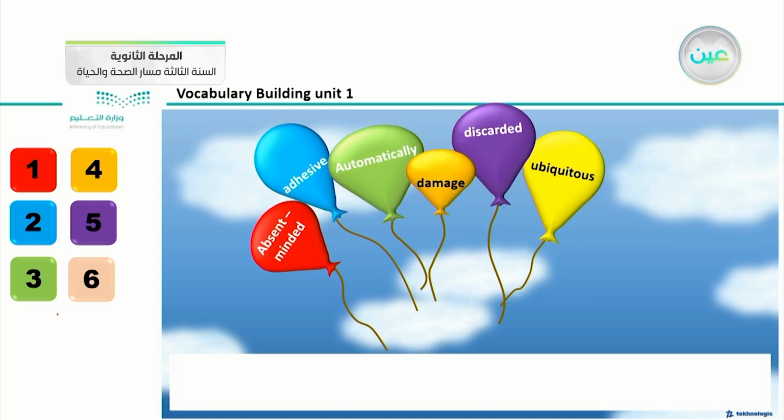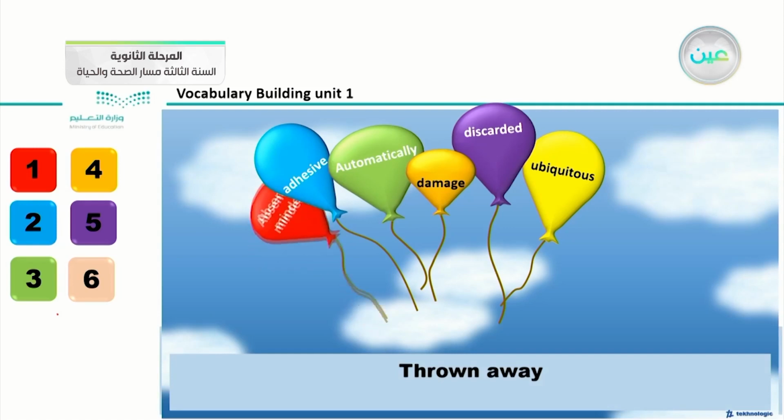So number 1, absent-minded. What do you think it is? Let's press number 1 and see, which means thrown away. So we can fly the balloon. Number 2, deceive, which means harm. So we can fill up balloon number 2.